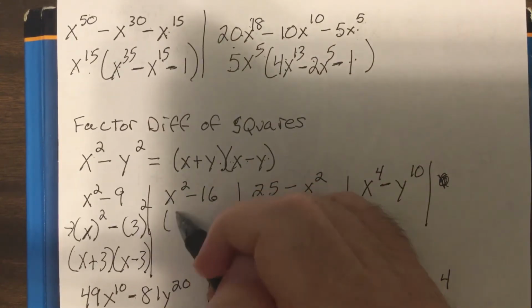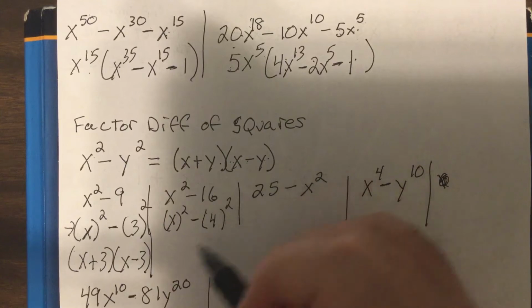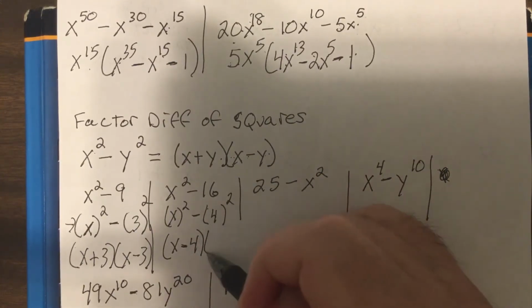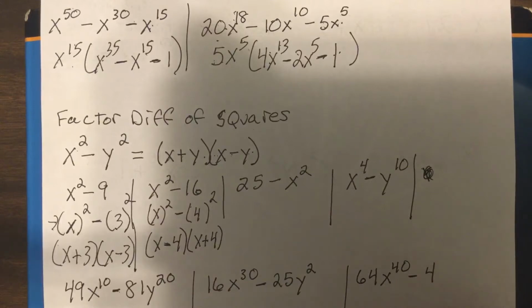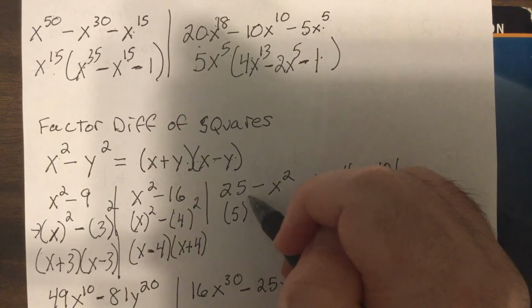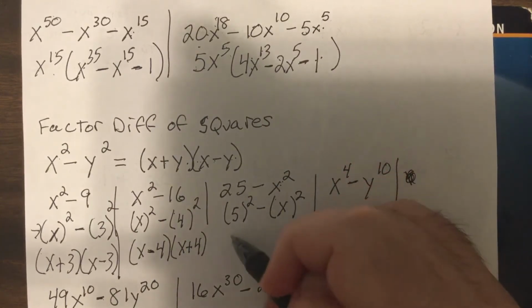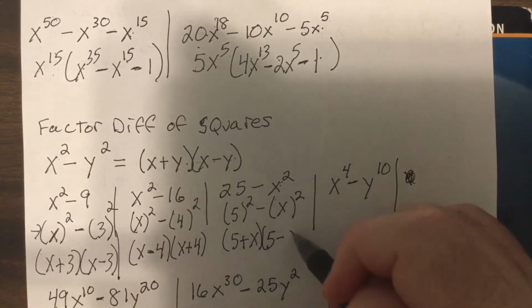So what do you square? Well, x to get x squared. What do you square to get 16? 4. So it'd be x minus 4, x plus 4. It doesn't matter if you put the plus or minus here or here. One or the other, not both. So this one, what do you square? 5. What do you square? X. So it'd be 5 plus x, 5 minus x.